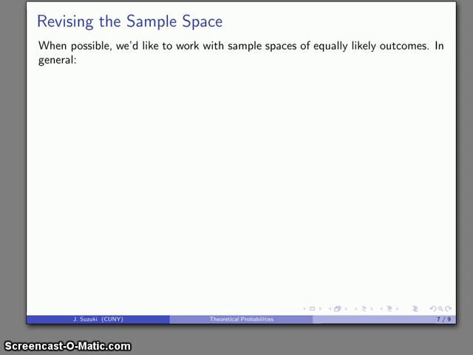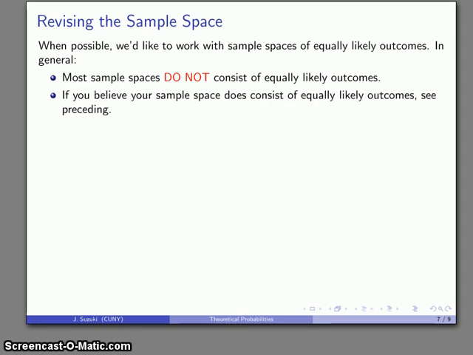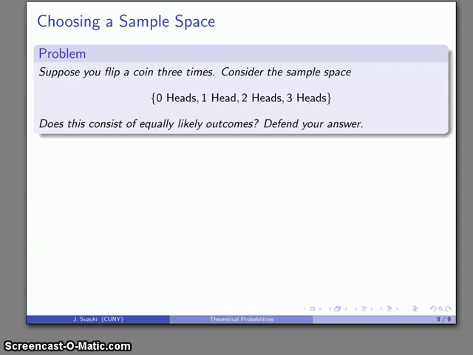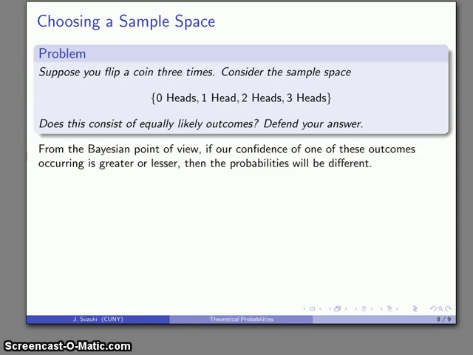So in general, we know that most sample spaces do not consist of equally likely outcomes. And if you ever come across a sample space that you believe does consist of equally likely outcomes, see rule number one. So going back to our coin flip example, consider this sample space, zero heads, one head, two heads, and three heads, and do we have a set of equally likely outcomes? Well, from a Bayesian point of view, if our confidence in one of these outcomes is greater or lesser, then the probabilities will be different and we won't have a set of equally likely outcomes.